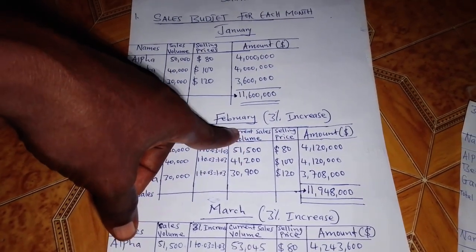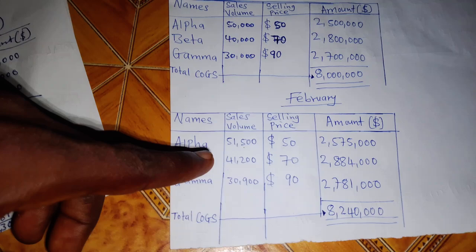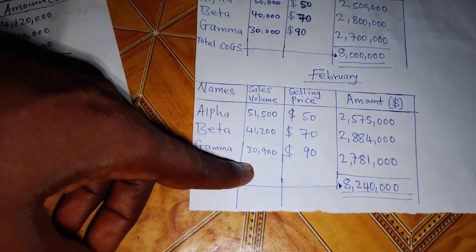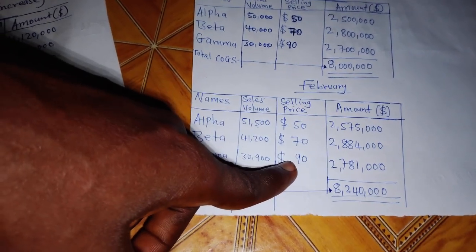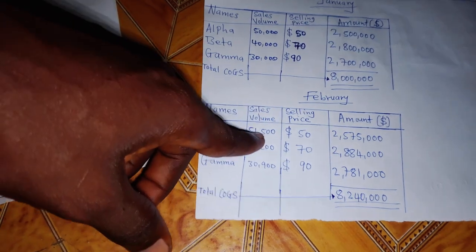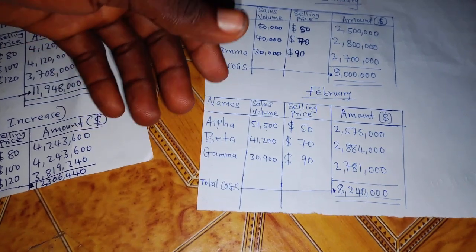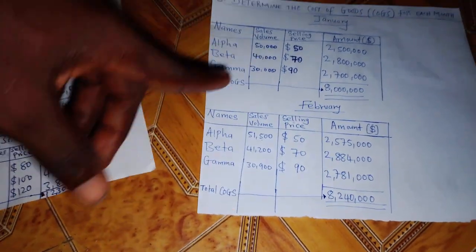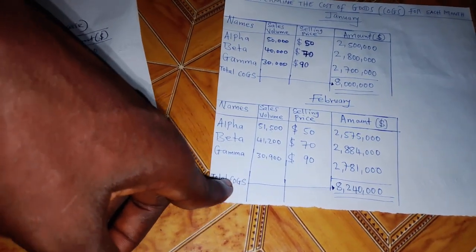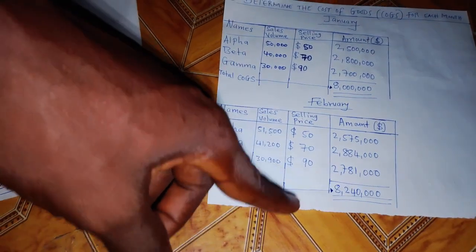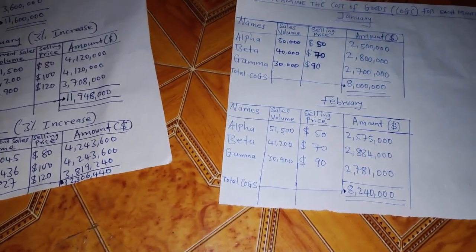These numbers that we are seeing here are what we indicate under this column now. But the selling price is constant. The only thing that's changed is the sales volume, because there is an increase in percentage for the following months. Remember, as I said, the essence of preparing the COGS is to determine the total COGS that will be taken to the preparation of the budgeted income statement.